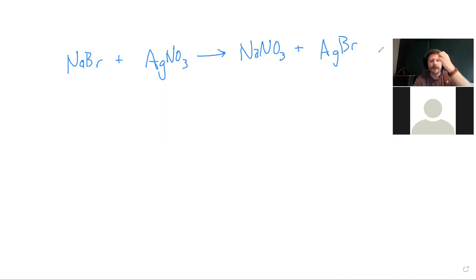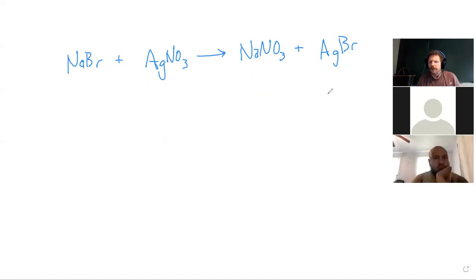The reason being is all of these formulas, NaBr, AgNO3, NaNO3, and AgBr, none of them are particularly complicated. And what I mean by that is there aren't a bunch of subscripts, there aren't parentheses. Instead, you see NaBr, that's a 1-to-1 ratio of Na to Br. So all of my sodium is right there. I've got 1 sodium on my reactant side. Then I've got sodium nitrate. There's 1 sodium on the product side. So my sodium are balanced and accounted for.